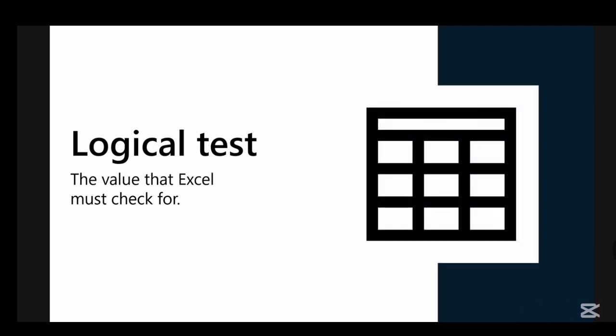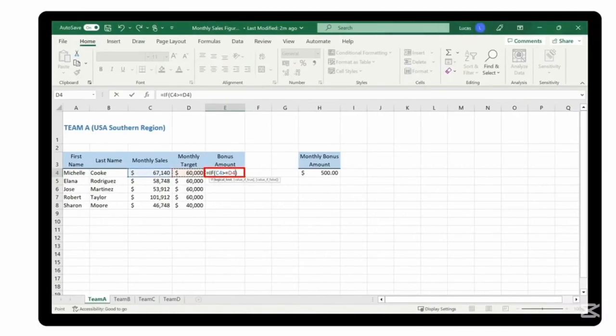For the logical test, you need to identify the cell that contains the value to be checked. You also need to specify the test to be carried out in relation to this value. This is the IF keyword followed by parentheses. It's within these parentheses that you must type the logical test.